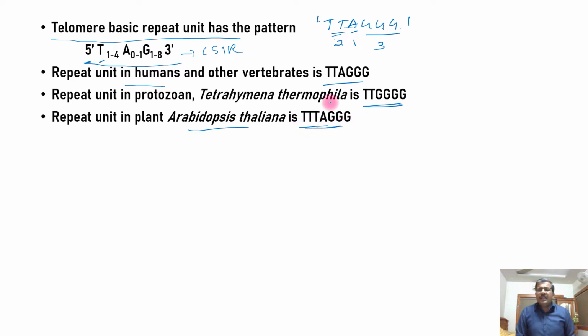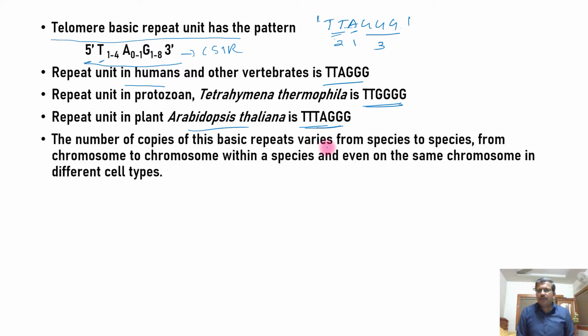TTTAGGG. So according to the species, according to the cells within a species, according to the chromosomes in a particular cell, the tandem repeats at the terminal portion will be varying. That is the main important point. The number of copies of this basic repeat will vary from species to species, from chromosome to chromosome within a species, even on the same chromosome in different cell types.